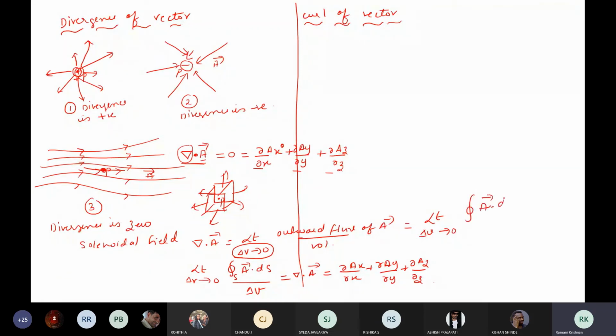This is area, this is volume, right? Surface per unit volume. Whatever is the definition I have written here, the mathematical expression is this, and this is equal to del dot A. Okay. Now, what does curl mean?